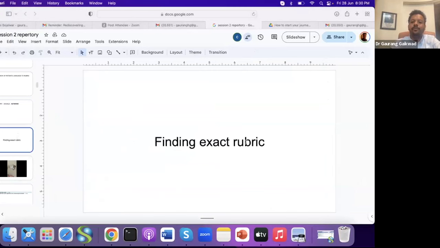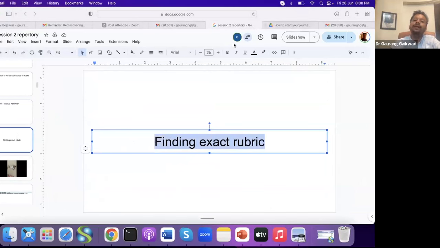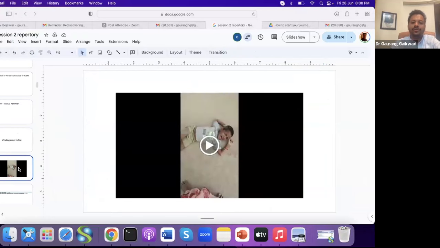So we come to the most important point, finding the exact rubric. This is a case of a child who has muscular dystrophy, and I'm going to show you his video. The child stays in a village in India, and the child cannot exactly describe his symptoms, but the mother says that if the child doesn't get what he wants, then the child does this action.